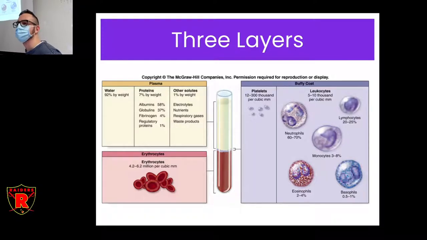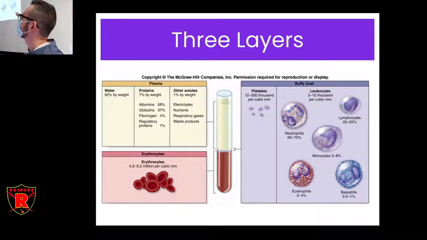Potassium chloride and sodium chloride make up a very small percentage by weight and volume of your blood, but it's very important. If your salt concentration gets too low, you can die. So it's surprisingly important considering how little there is in there.